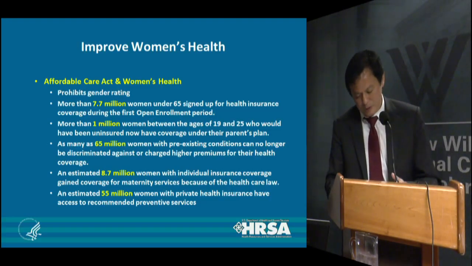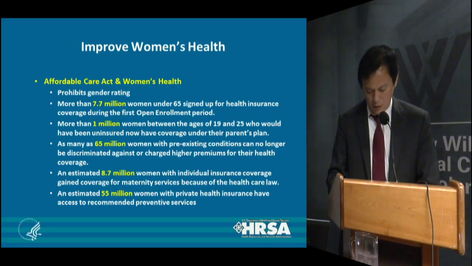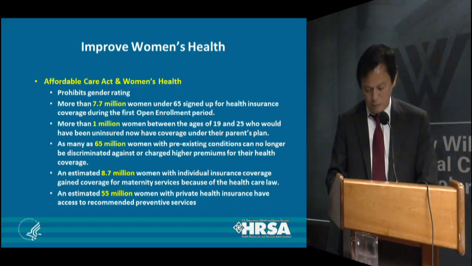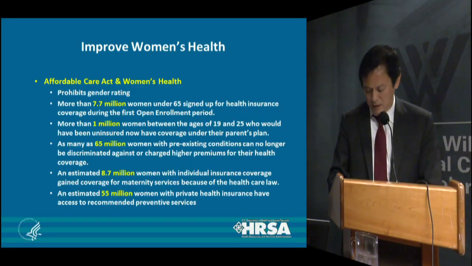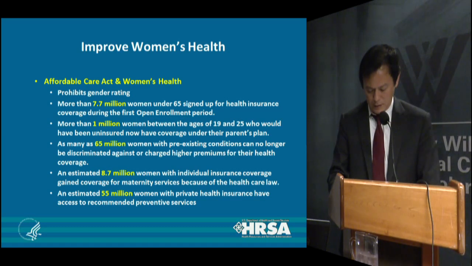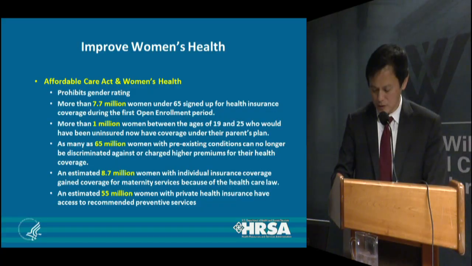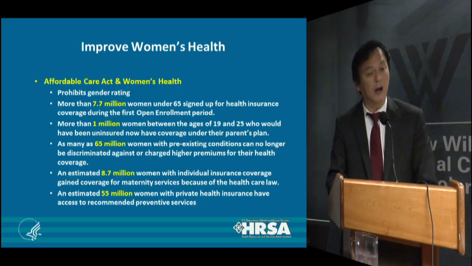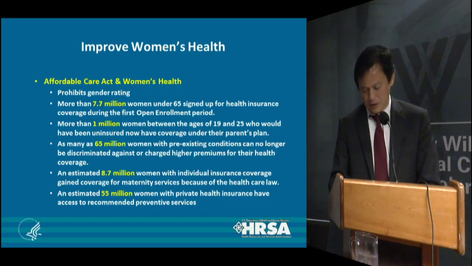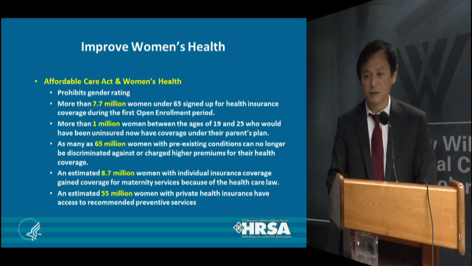The Affordable Care Act is perhaps the most important women's health law in the last 50 years. Women can no longer be denied coverage or charged more just because of their gender. More than 7.7 million women under 65 signed up for health insurance coverage during the first open enrollment period. More than 1 million women between the ages of 19 and 25 who would have otherwise been uninsured now have coverage under their parents' plan. As many as 65 million women with pre-existing conditions can no longer be discriminated against or charged higher premiums for health care coverage. And an estimated 8.7 million American women with individual insurance coverage gain coverage for maternity services because of the health care law.